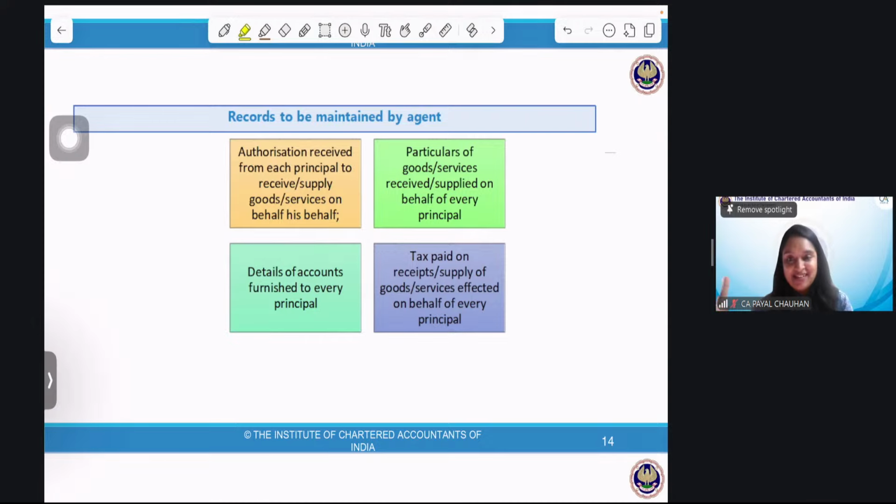See, in fun, we usually complete our chapter. We'll read it. This is the third time we are doing it. Authorization: authorization received from each principal to receive and supply goods and service on his behalf. How many points are combined in this? They've combined two points in this diagram, receive and supply. Particulars of goods and service received and supplied on behalf of every principal, then detail of accounts furnished to every principal, and tax paid on receipt and supply of goods effected on behalf of the principal.